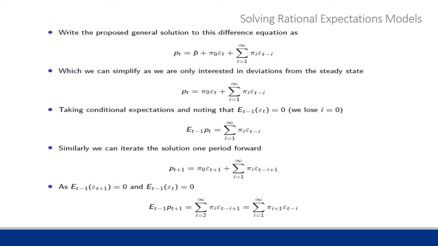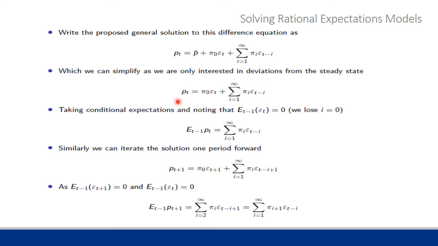So first of all, we take expectations of the equation above. E p_t is equal to the summation of pi i epsilon_t minus i. And notice that we've lost this term because the expectation of the shock is 0, but we have not lost this term because these are past shocks, so they're already realized. So there is our solution for E p_t.